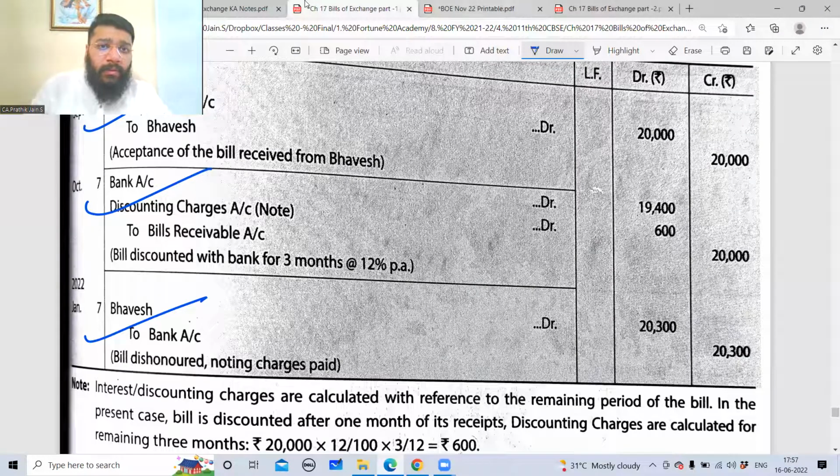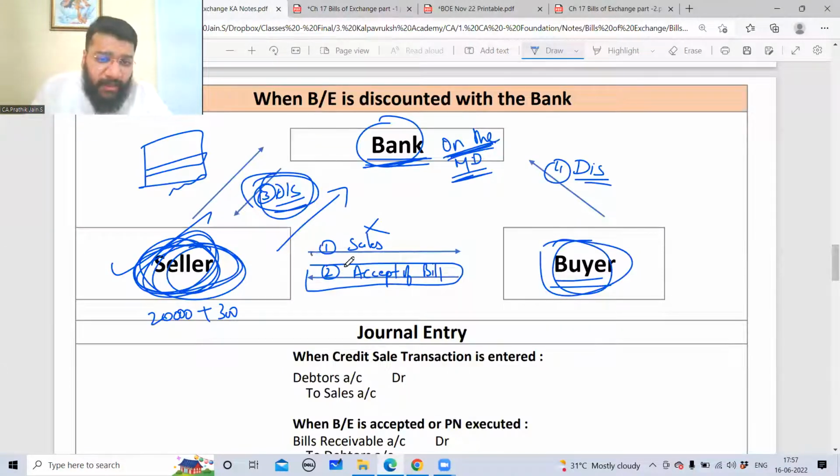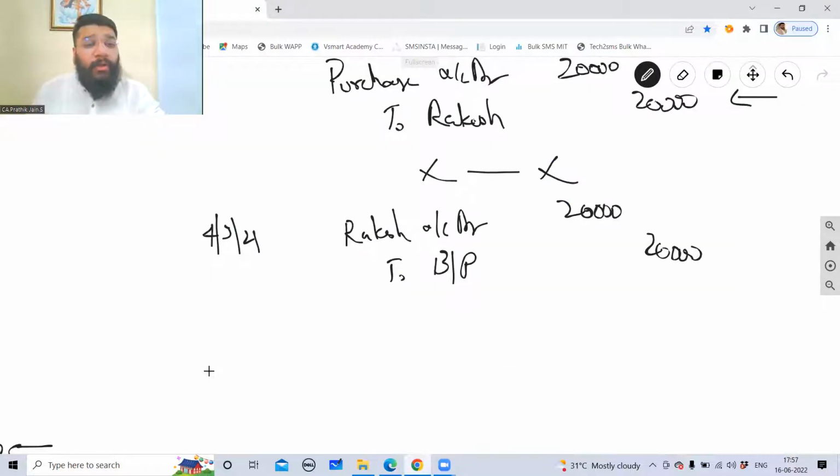So first transaction recorded, purchase entry. Second transaction, acceptance entry recorded. Third transaction, guys, the discounting transaction is happening between whom and whom? It is happening between Rakesh and the bank. Will Bhavesh record this? He is not even concerned with that. So the fourth transaction is happening between whom? Buyer and the bank. So that we will record, on the date of maturity.